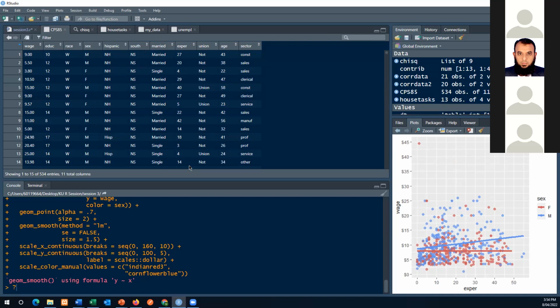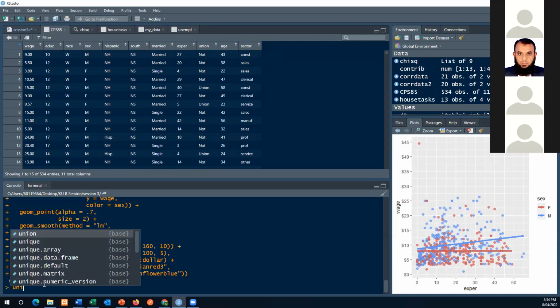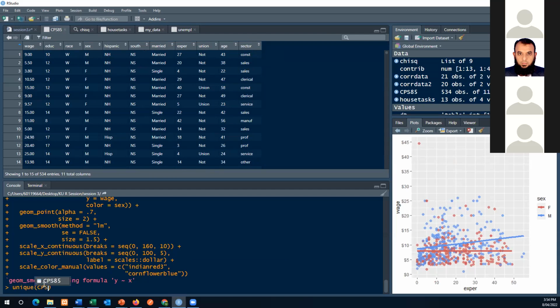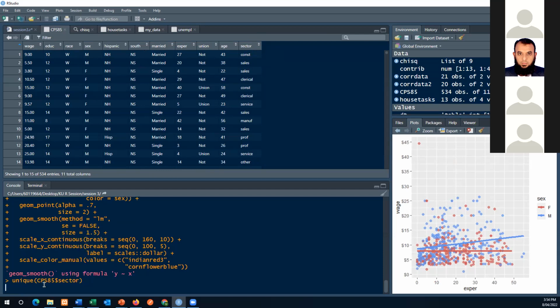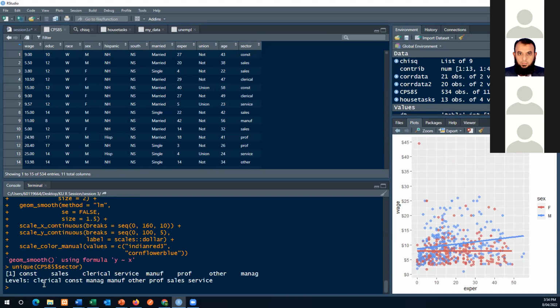We plotted that. Now we also want to see how that is going across sector, because there are different sectors. What are the sectors we have? You can see unique. Our data is CPS 85 sector. We have construction sector, sales, clerical, service, manufacturing, professional or other, and management. Okay, these are the sectors.